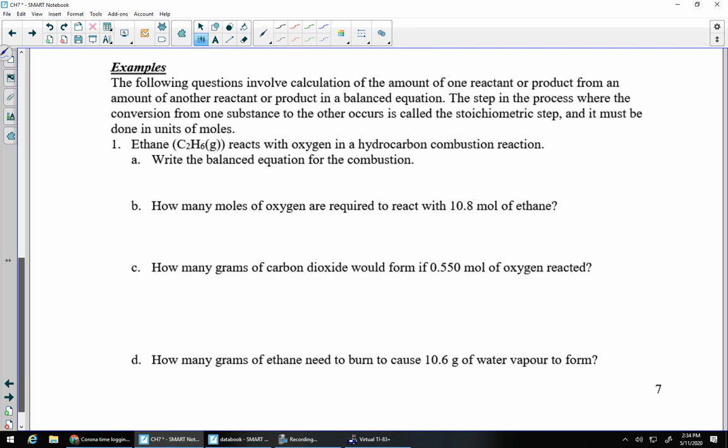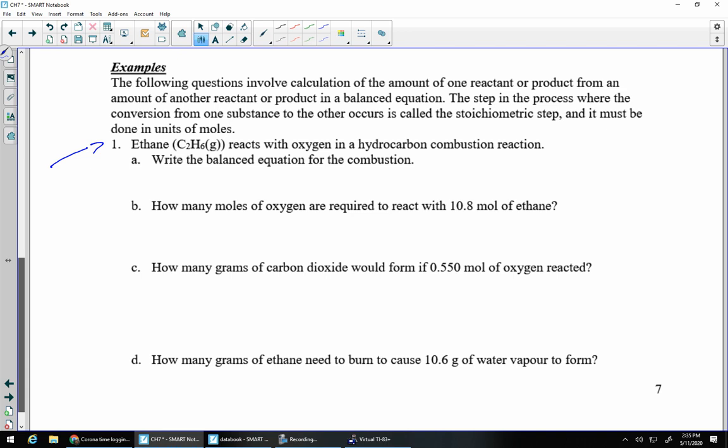But yeah, we can do this. So the following questions involve calculations. Okay, let's jump into it. Number 1, ethane, that's C2H6, reacts with oxygen in a hydrocarbon combustion reaction. Part A, write the balanced chemical equation.